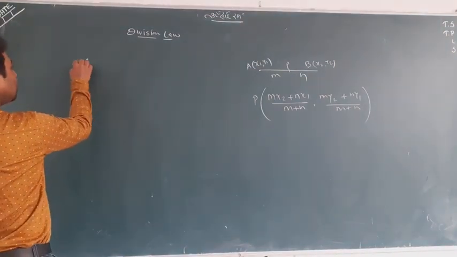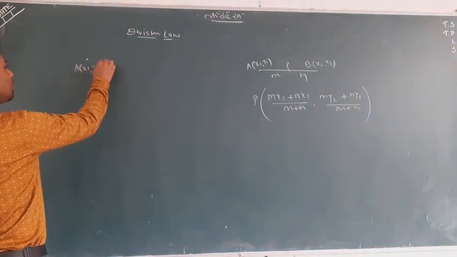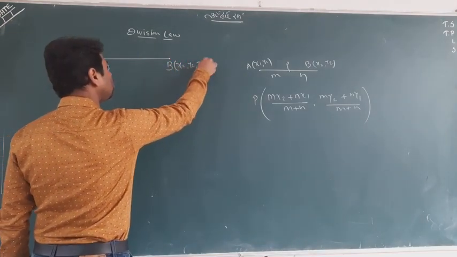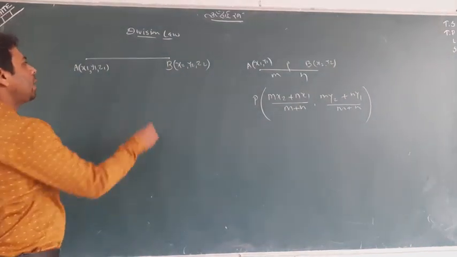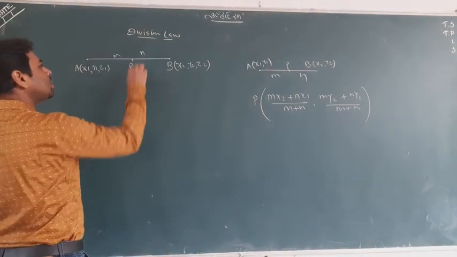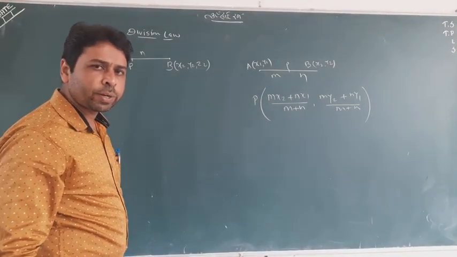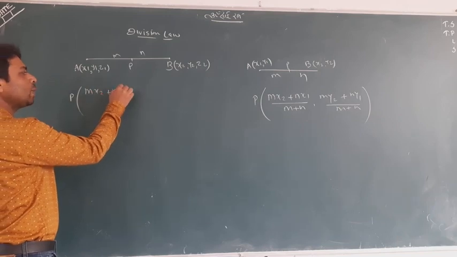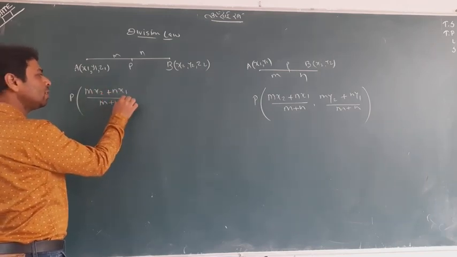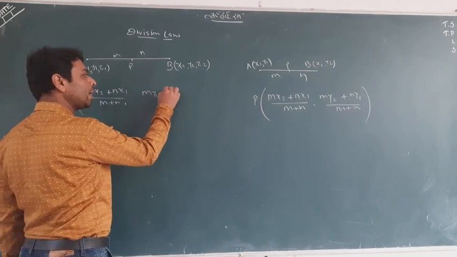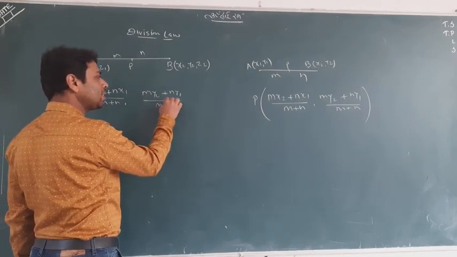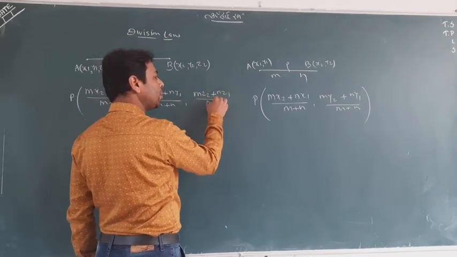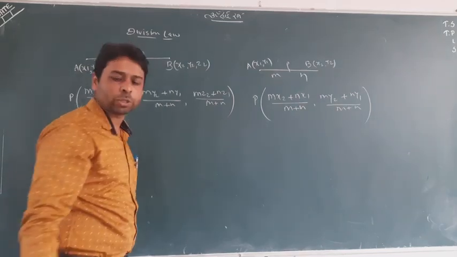Then we have A as (x1, y1, z1) and B as (x2, y2, z2). Suppose we have two points like that, and we have a point P which divides AB internally in the ratio m is to n. Then the coordinates of P can be found by (mx2 plus nx1) upon (m plus n), very much the same as it was. Then (my2 plus ny1) upon (m plus n), and lastly (mz2 plus nz1) upon (m plus n). It is actually the extended form in three-dimensional geometry.